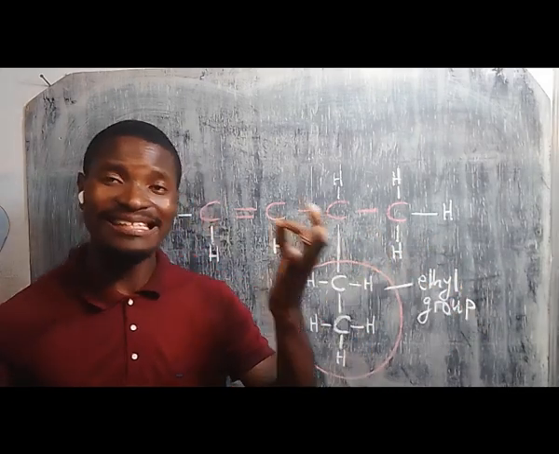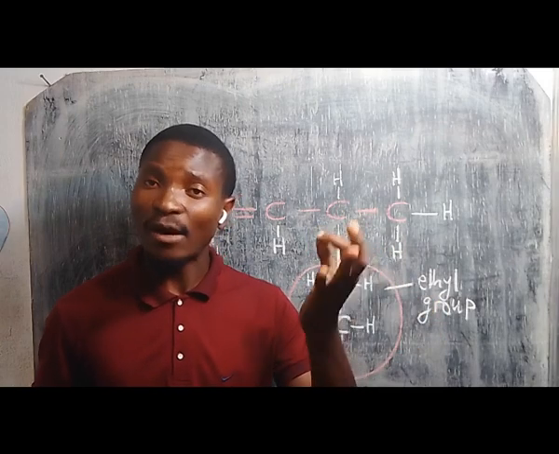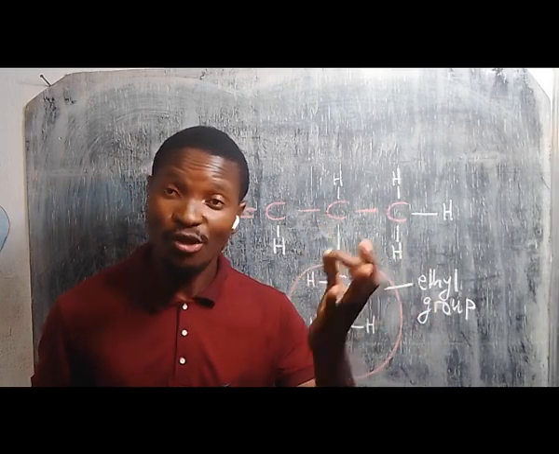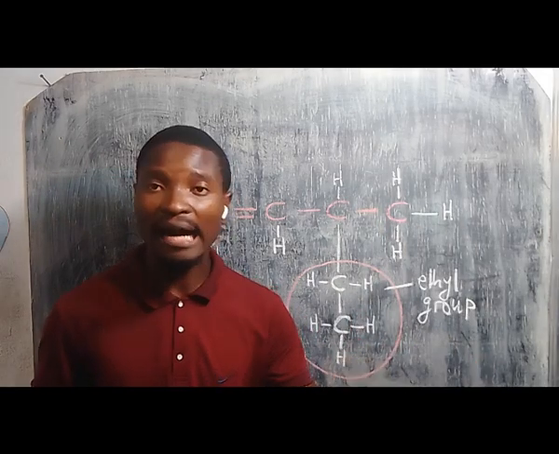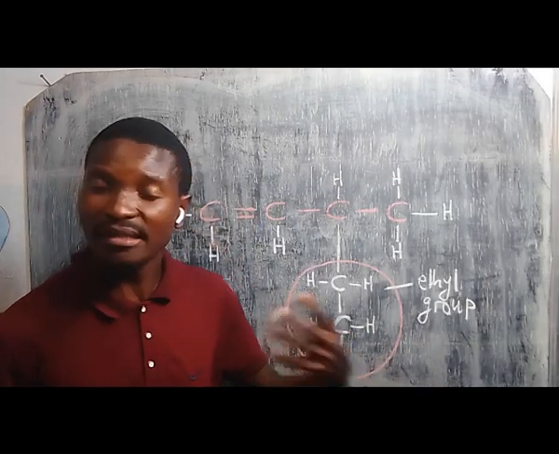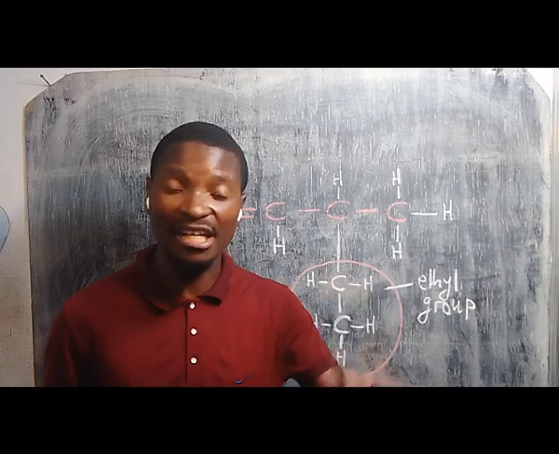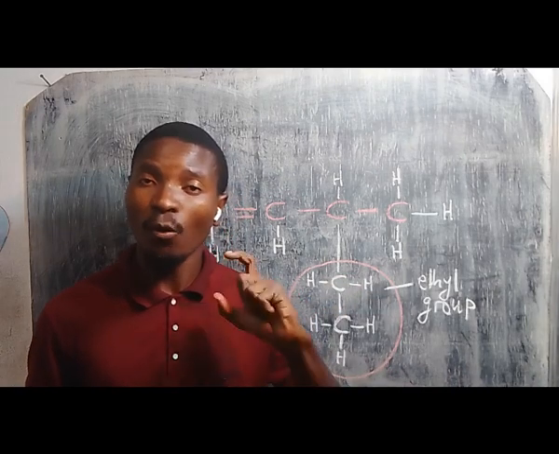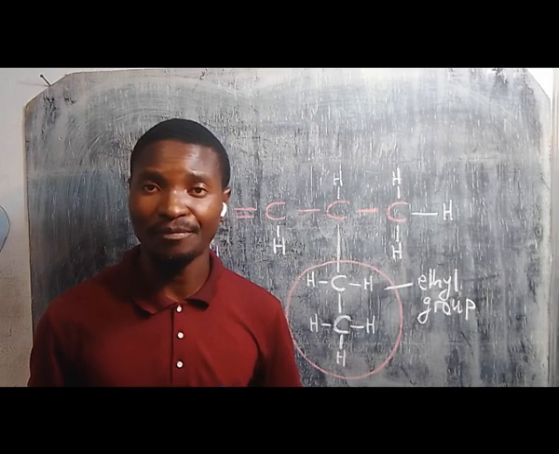Once we identify the position of the double bond, we can also identify if there is anything else that can help us come up with the correct name, the actual name, by following what we call the nomenclature.